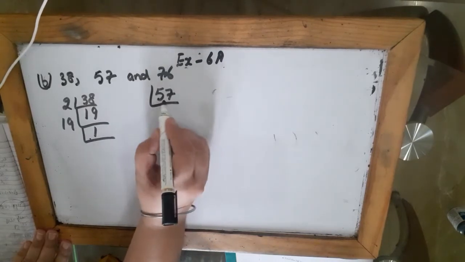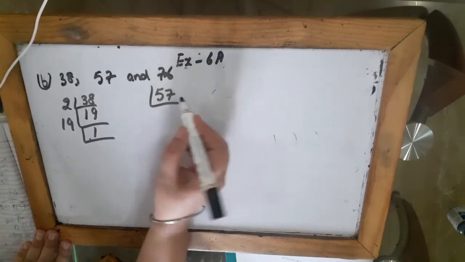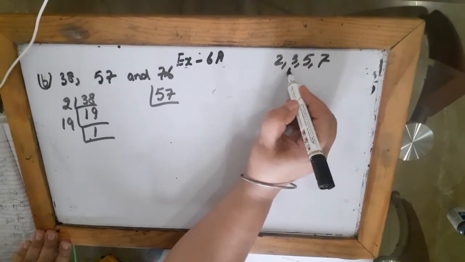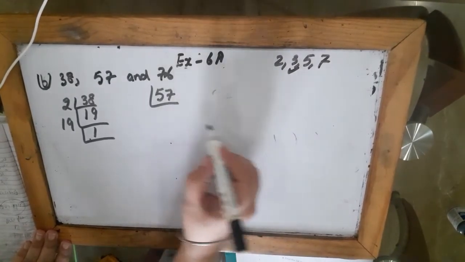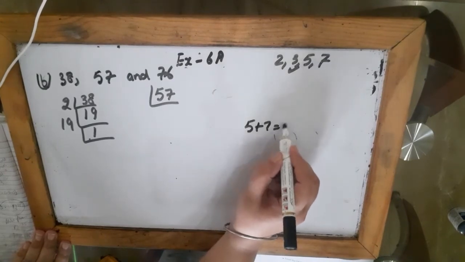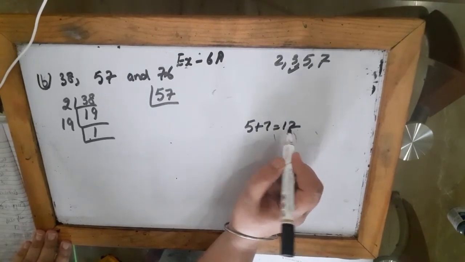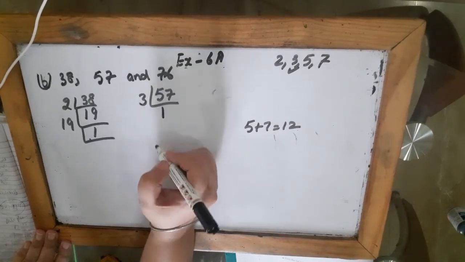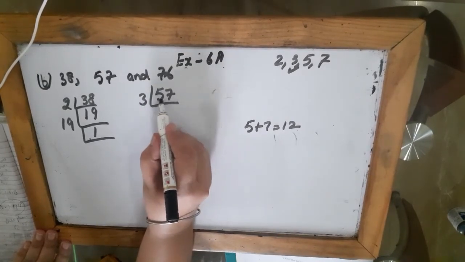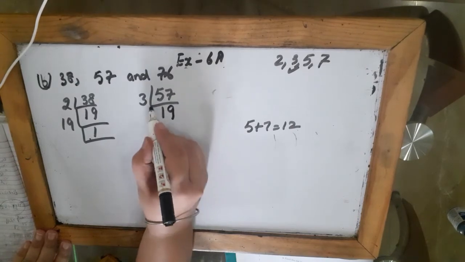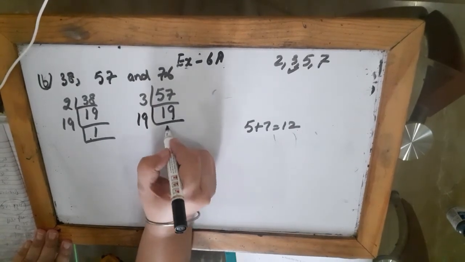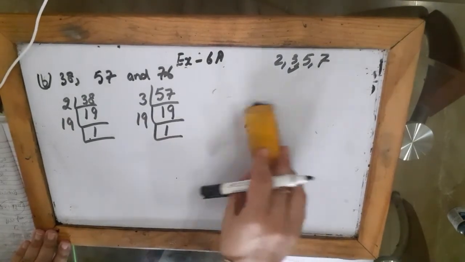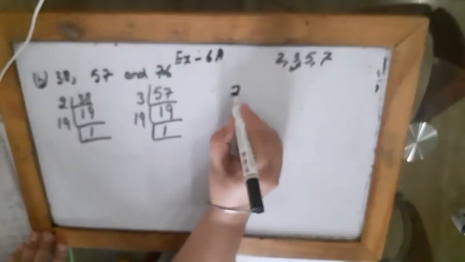Now 57 is an odd number, cannot divide with 2, so which is the next? 3. Let me see, 5 plus 7 is 12, so 12 is divisible by 3, so it means this number is divisible by 3. 3 1s are 3, how much is left? 2, and this becomes 27. 3 9s are 27, and 19 prime number will be divisible by itself. 19 1s are 19. Now let me take 76.